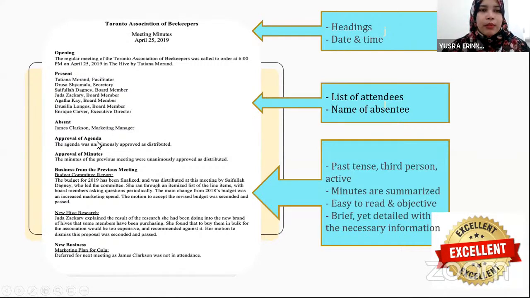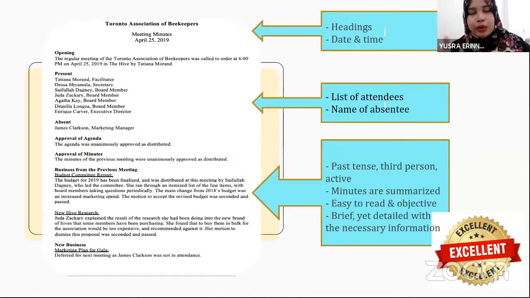And then the approval of agenda, approved and distributed. Approval of minutes. Starting from approval of agenda, I want you to remember this. These are the things that we discussed yesterday, so you need to remember to use past tense, third person, and also active voice. Can remember, right? And apart from that, it is summarized. Summarized means that you don't include things that are not important, for example adjectives and adverbs that show your emotions.